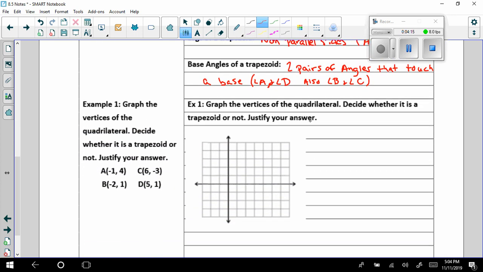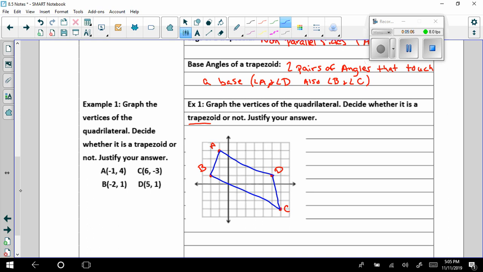All right, so graph the vertices of the quadrilateral. Decide whether it's a trapezoid or not. And so even if I don't give you a graph, if you get coordinates for any of these lessons, go ahead and plot it. So A, negative 1, 4 would be here. C is at 6, negative 3. B is at negative 2, 1. And D is at 5, 1. Connect them in a way that makes sense. So keeping in mind that we're making a polygon, so we don't want to cross through our shape. All right, so I can't draw a straight line on this program.